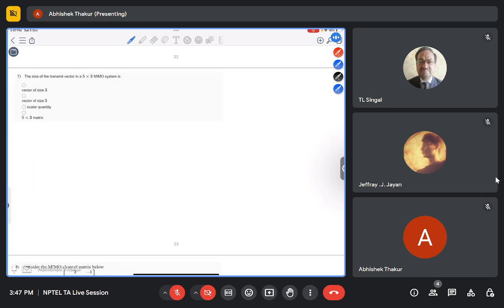The size of the transmit vector of a 5 cross 3 MIMO. So the channel matrix is 5 cross 3. The number of receive antennas is 5 and the number of transmit antennas is 3. So X is 3 cross 1. A vector of size 3 is the correct answer for this question.